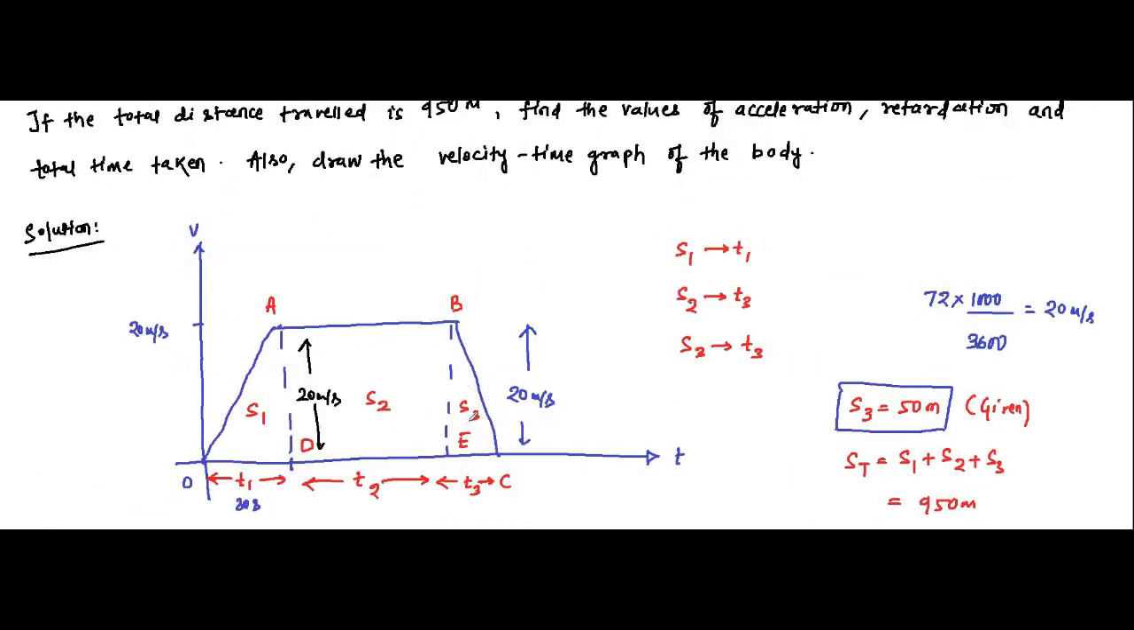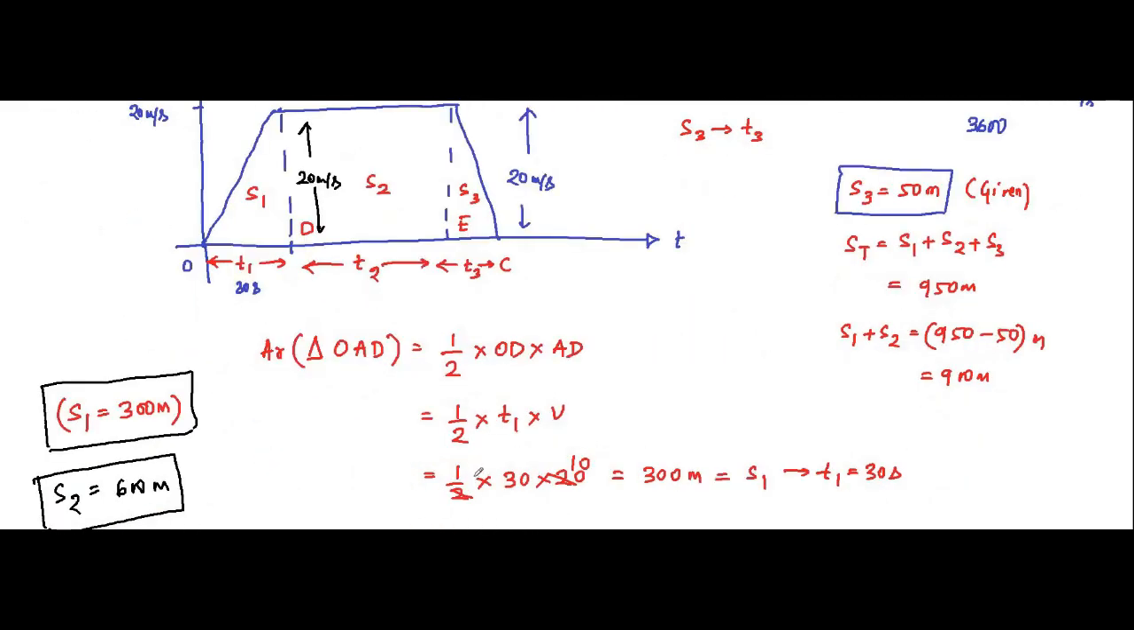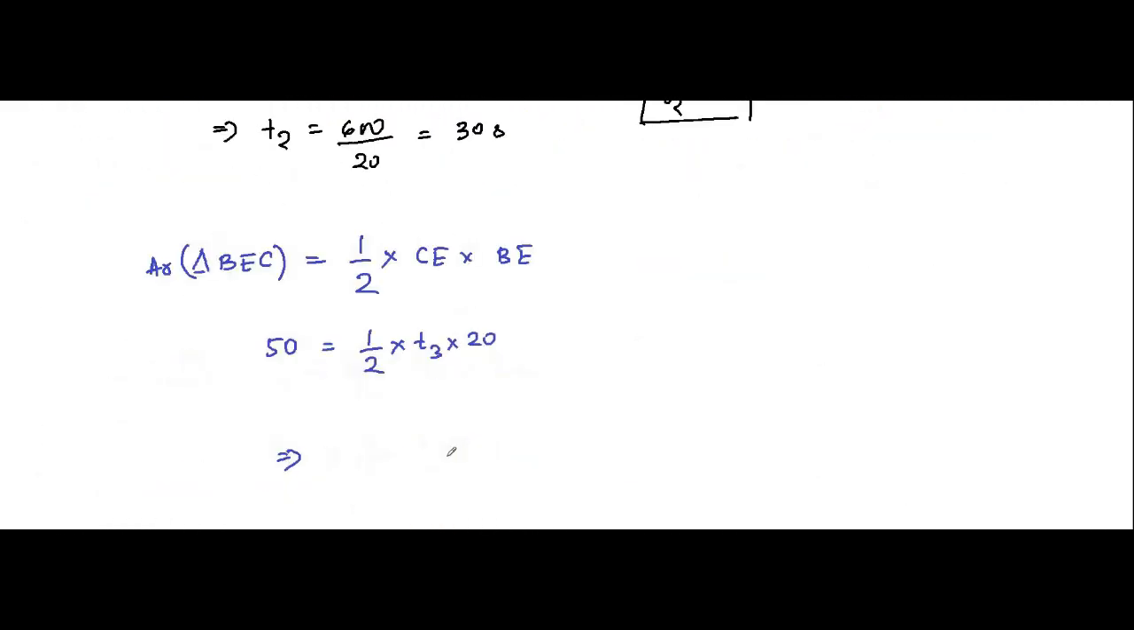The area of the triangle BEC is nothing but S3, the displacement or distance covered in a straight line during the time period T3. We have to calculate T3 here. So T3 will be equal to 50 into 2 by 20, which is equal to 5 seconds. T3 is equal to 5 seconds.